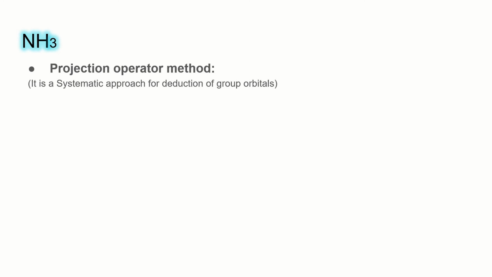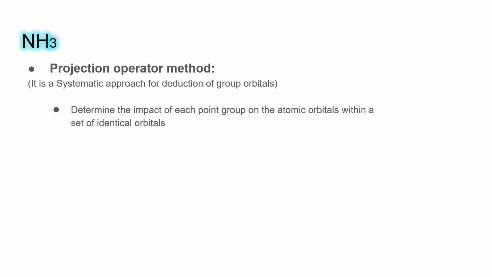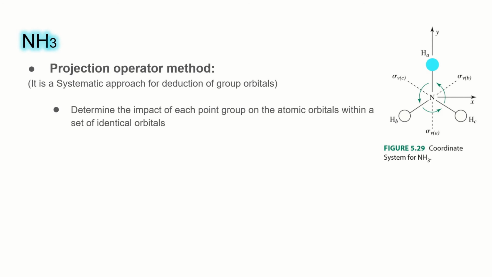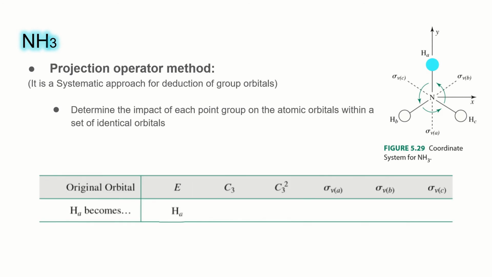First, we need to determine the impact of each point group symmetry operation on one atomic orbital within a set of identical atomic orbitals. For example, if we focus on our HA atom, we can see that the E operation leaves it unchanged. The C3 operation moves HA to HB's place. The C3 squared transforms HA into HC. The sigma VA leaves HA unmoved. Sigma VB transforms HA into HC, and sigma VC transforms HA into HB.